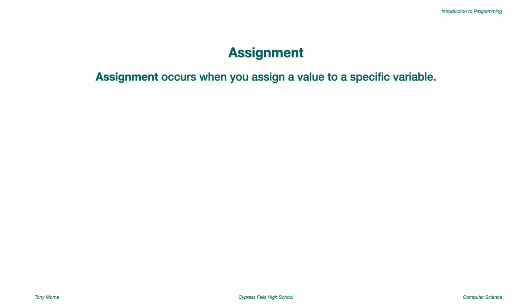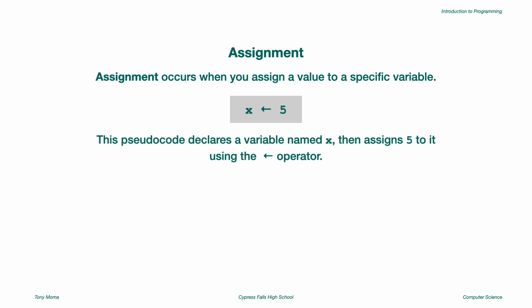Assignment. Assignment occurs when you assign a value to a specific variable. For example, consider this line of pseudocode. Here we declare a variable named x, then assign 5 to it using the arrow operator.